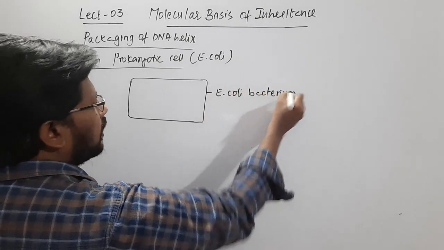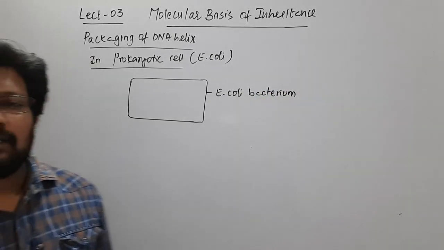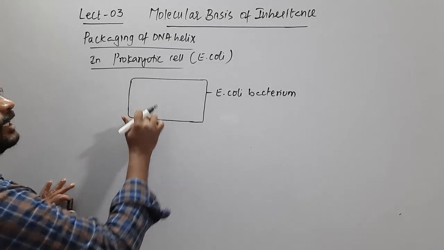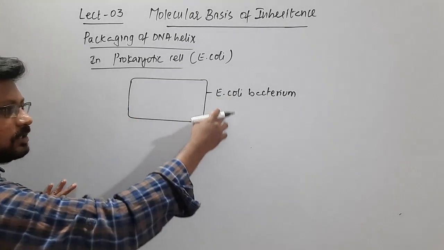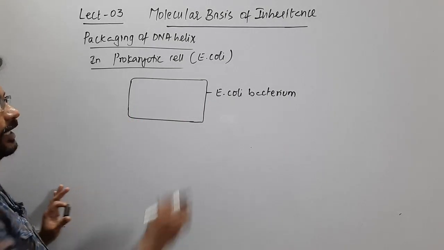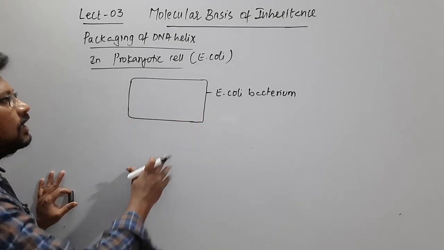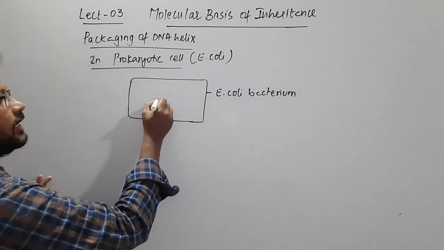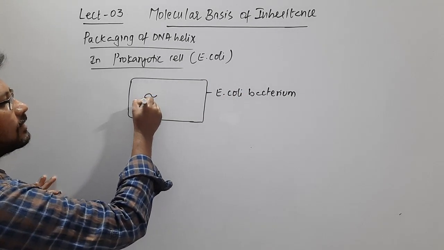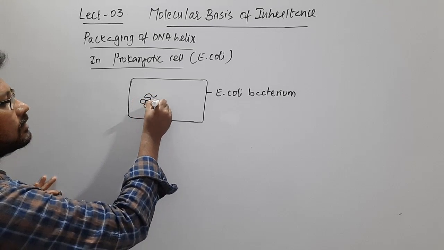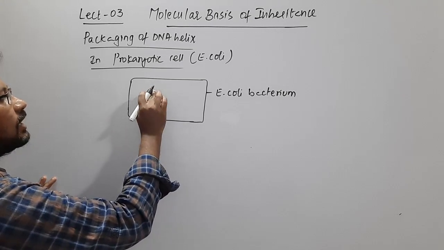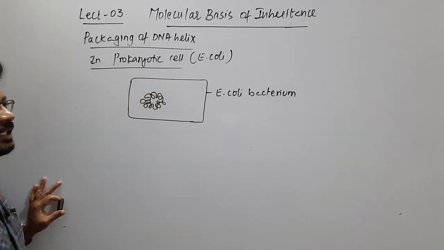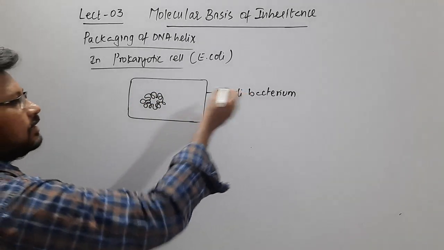In this E. coli bacterium the DNA is not scattered throughout the cytoplasm. We know that prokaryotes like E. coli don't have nuclear membrane. Of course, none of the prokaryotic cells have nuclear membrane, and here we see the DNA will be seen with large loops. So this is how you will be seeing the DNA in prokaryotic cells.